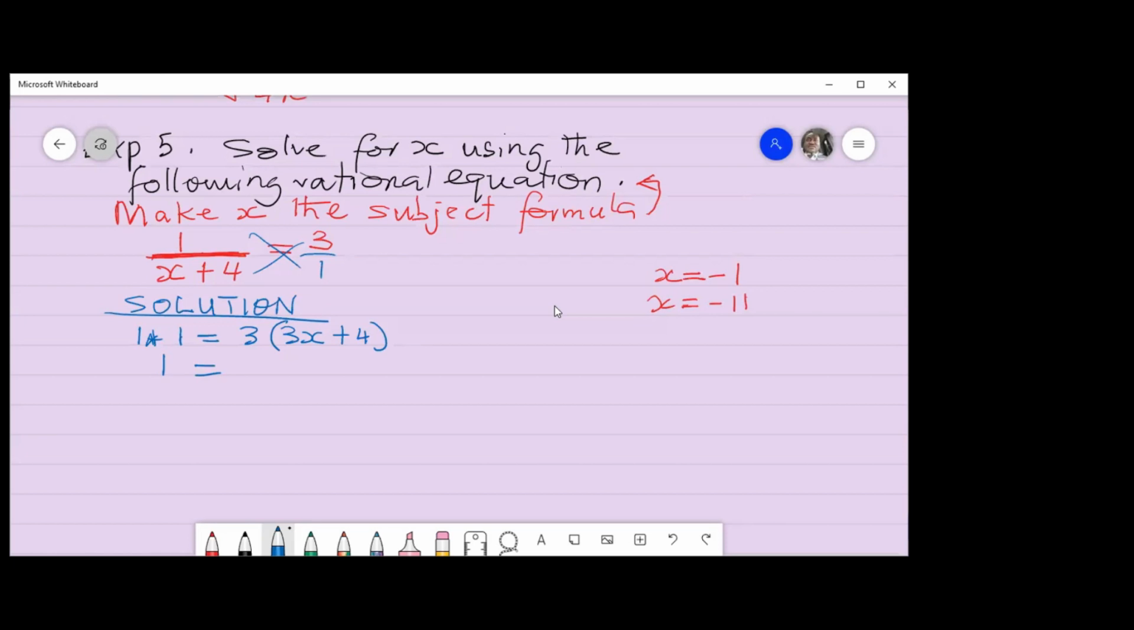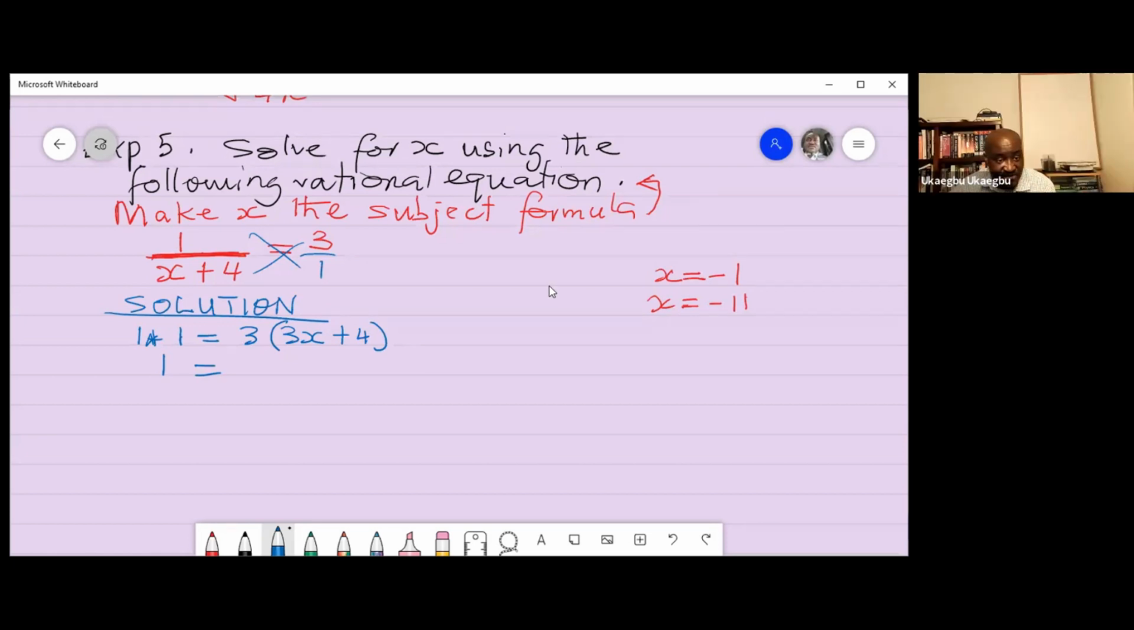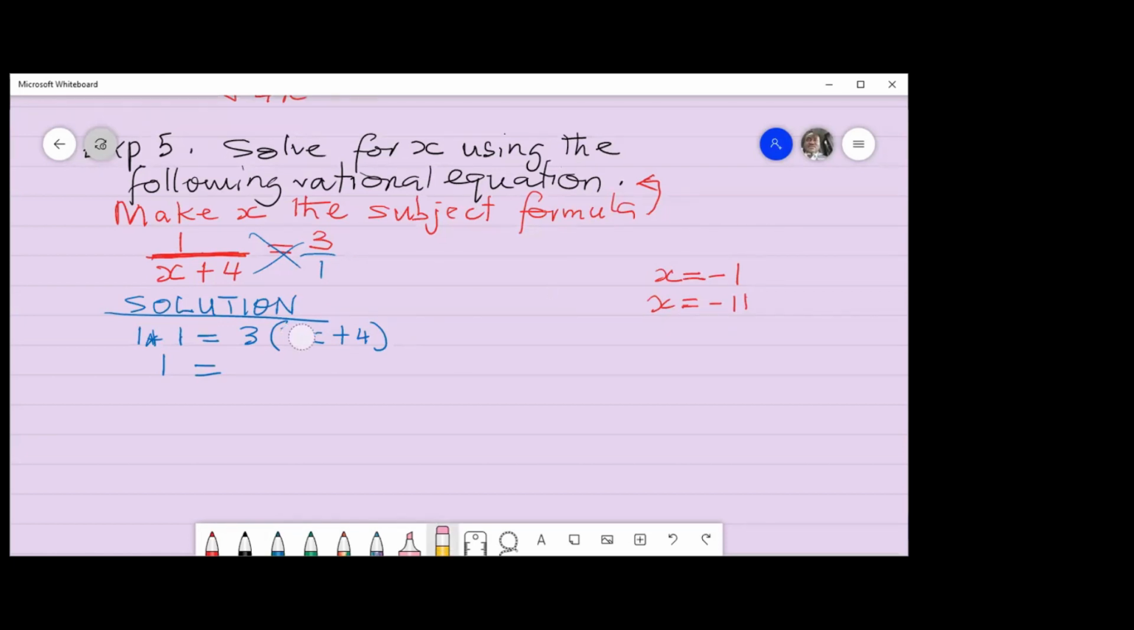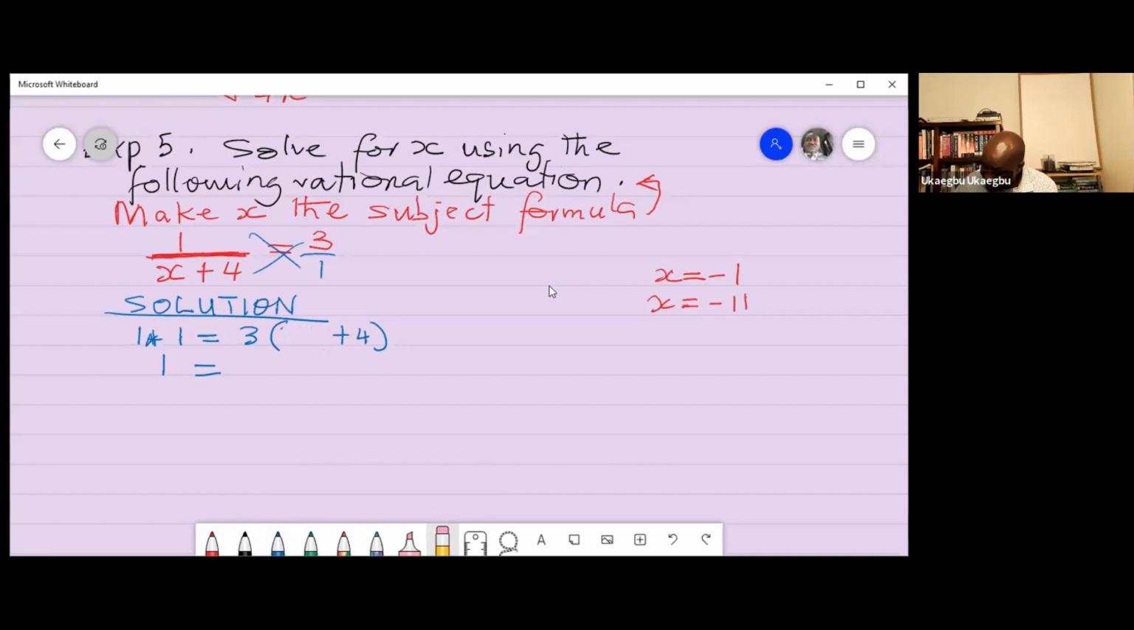Okay, so in the parentheses you have 3x. Is that supposed to be 3x or is it supposed to be x? Oh, it should be x. I'm sorry. Thank you. It is just x, because it is x here.